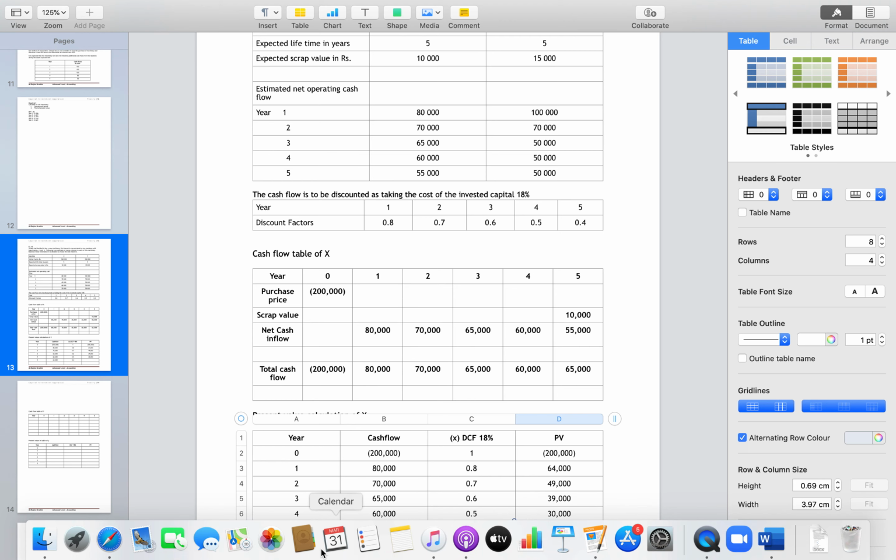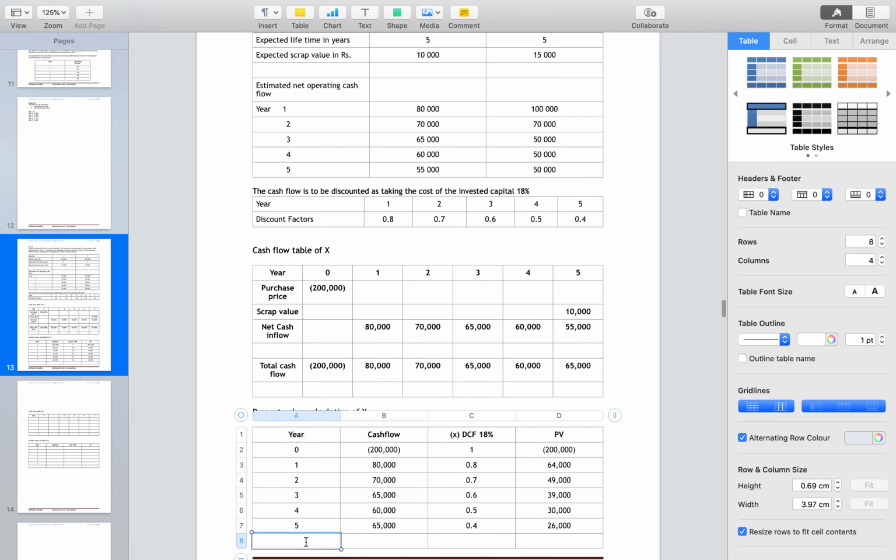Right, then guys, how to get the present value, the last part of the calculation. Right, so guys, what I want you to do is 5 years you are having positive answers, add all these together and subtract from 200,000, you will find your answer. Right, so therefore guys, our answer is 8,000.